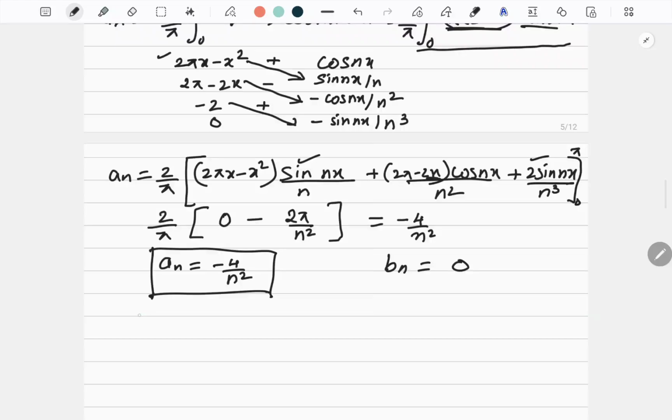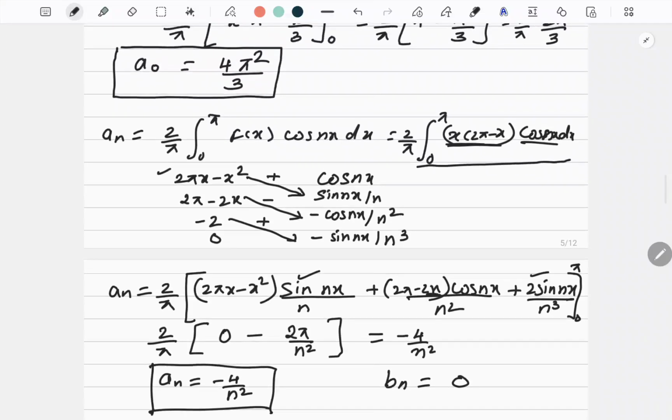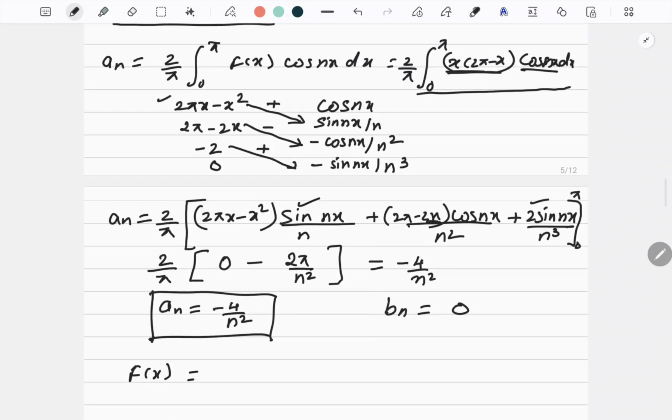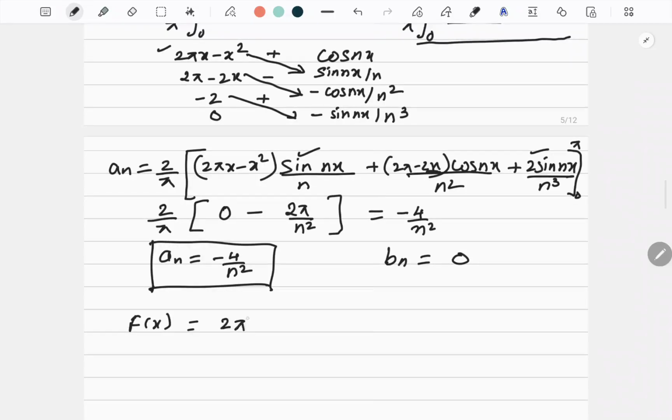So as per me now, what is my answer? F of x is equal to a0 by 2. Okay, and what was my a0? My a0 is equal to 4 pi square by 3, so 2 pi square by 3 is a0 by 2. Okay, plus summation an, which is minus 4 by n square cos nx, with n from 1 to infinity. So this is my Fourier series, right?